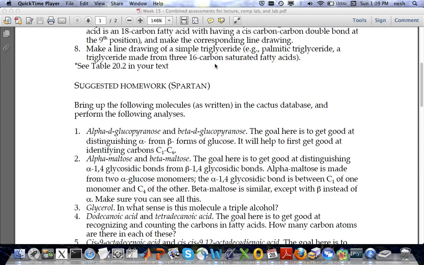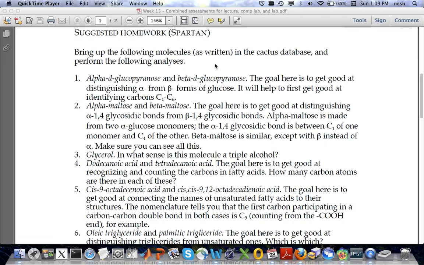This is intended to be a homework exercise, and what we are going to be doing is just having you bring up various molecules in Spartan and do some comparisons. So the first comparison is the comparison of the alpha glucose to the beta glucose, the most common forms of those. And the goal, of course, is to get good at distinguishing those.